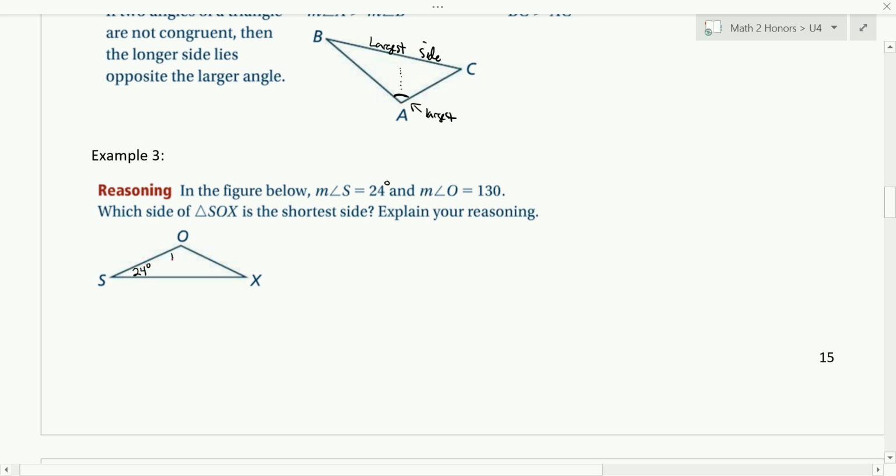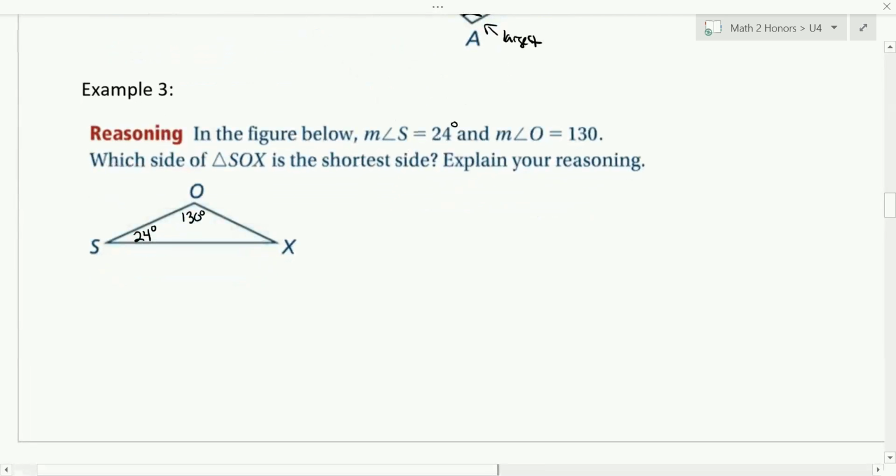Measure of angle O is 130 degrees. What would measure of angle X be? What do we get? 26 degrees. Okay. So which side of this triangle is the shortest side? OX, because the smallest angle is 24 degrees, and across from that would be OX. So OX is the smallest side. Explain your reasoning. So what would we say? So OX because it is across from the smallest angle.